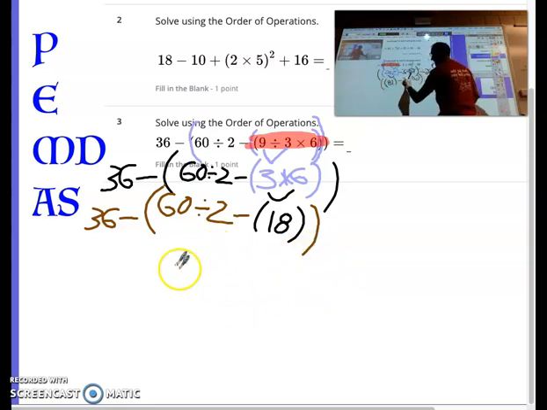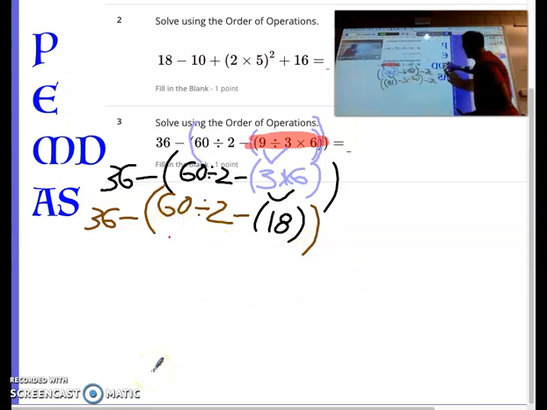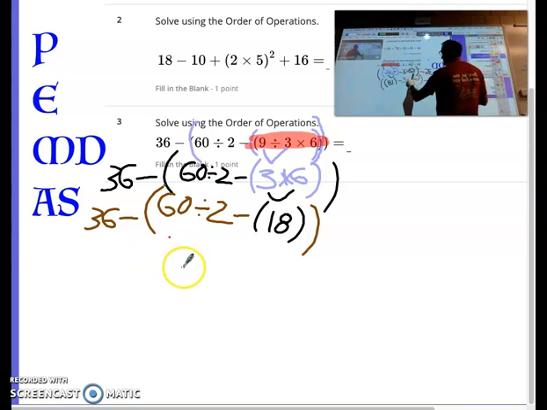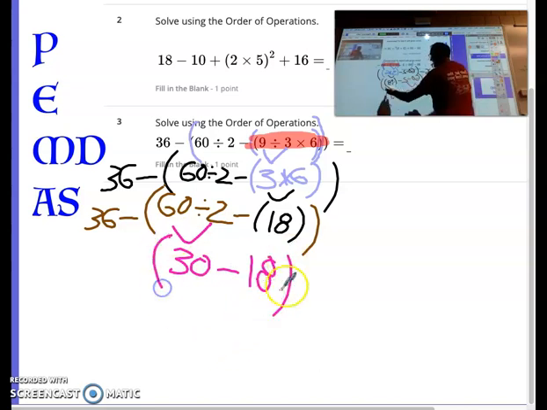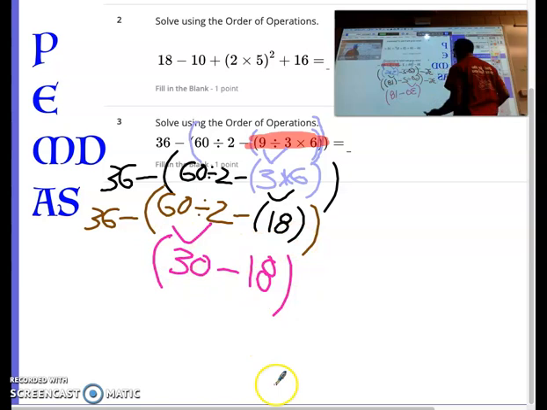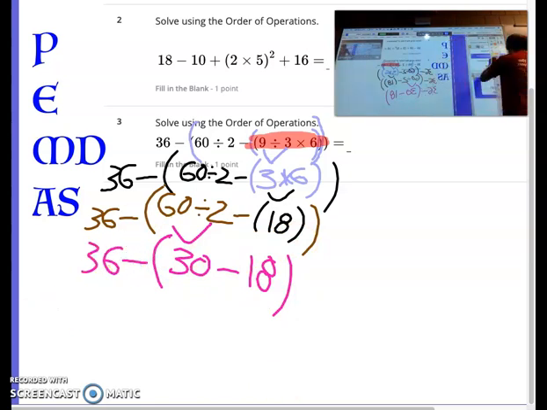Do I subtract or divide first? Subtract or divide? It looks like I divide according to our order of operations. 60 divided by 2 is 30. Bring down the minus and the 18. Notice that this time I'm taking away the parenthesis because there's nothing going on in there. Bring down the minus 36.